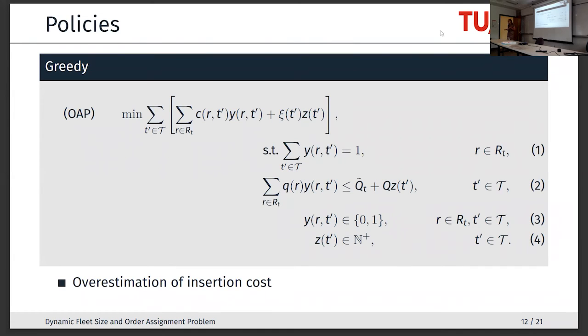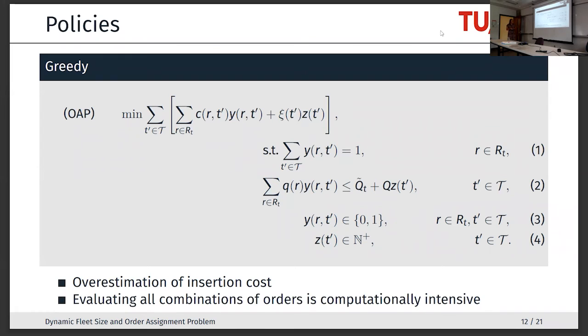Good method, but still it has some disadvantages. One of which is the overestimation of insertion costs. Because if you have multiple orders that are close to each other, they will probably be in one route, and the insertion costs will be much less. So it might be interesting to look at combinations of orders. But considering all possible combinations of orders is very expensive, because it grows exponentially with the number of orders that you have. So that's not really an option.